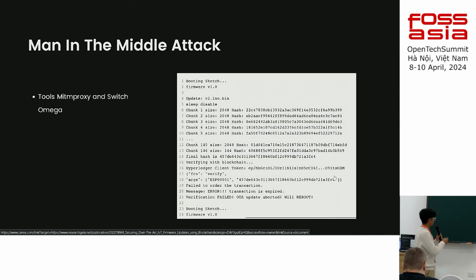The second one was a man in the middle attack. So obviously spoofing in between the network and then pushing the update to the IoT device. In this case also it started the verification. You can see verifying with blockchain. It sent the calculated binary hash to the blockchain, and the blockchain obviously replied false, and then the whole verification phase, as you can see, failed and aborted and rebooted back to its previous firmware.